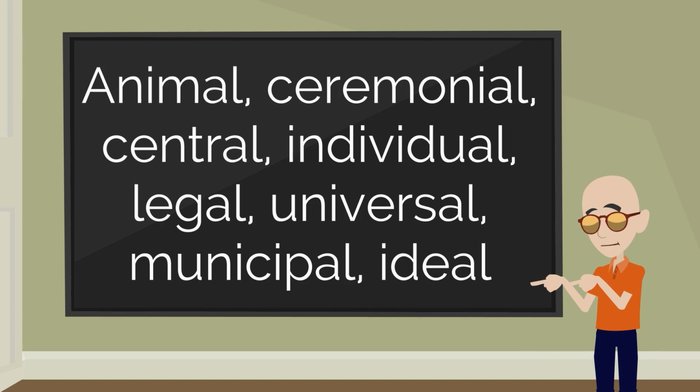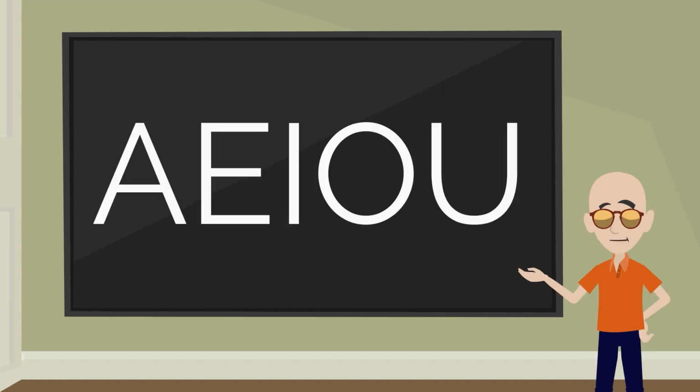Well, they're also Spanish words, but you may not have recognized them when you heard them because of the way they're being pronounced. Animal, ceremonial, central, individual, legal, universal, municipal, ideal. See, they sound pretty different, right? The key to pronouncing these correctly in Spanish is to focus on the vowels, A, E, I, O, and U.